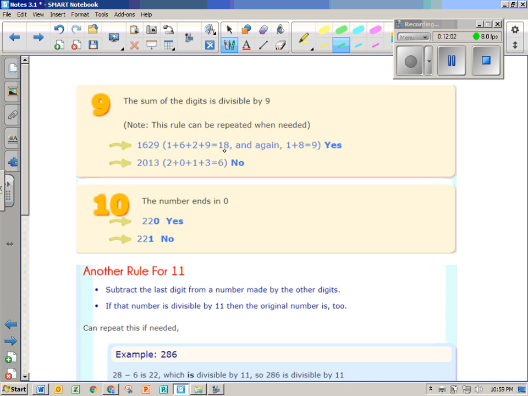9. The rule for 9 works very much like the rule for 3, and this one is a good one to put an asterisk by as well. This time the sum of the digits just has to total up to something divisible by 9. So 1629, if you total them all up, you get 18. Well, 18 is divisible by 9, but if you didn't know that, you could add 1 and 8, applying the rule again here, and that's divisible by 9, so that means 1629 is divisible by 9.